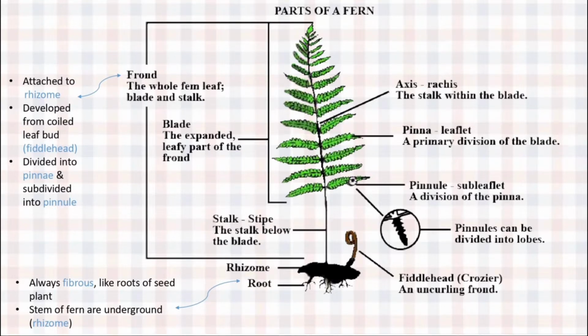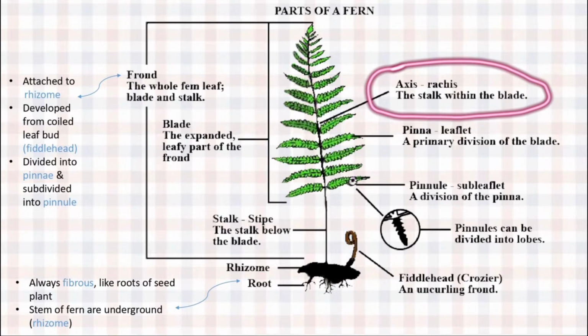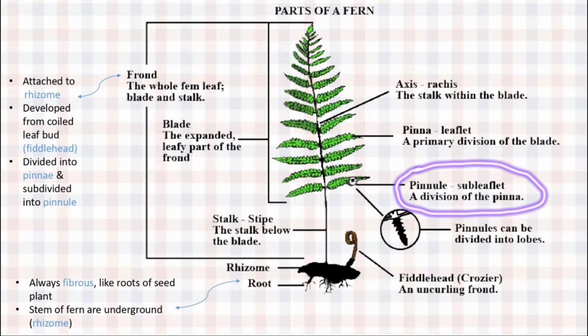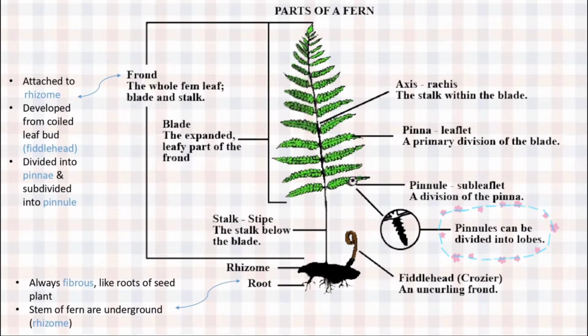Next, we move to the axis, the stalk within the blade; the pinna, a primary division of the blade; and the pinnule is a division of the pinna. Pinnule can be divided into lobes, and the featherhead is an uncurling frond.